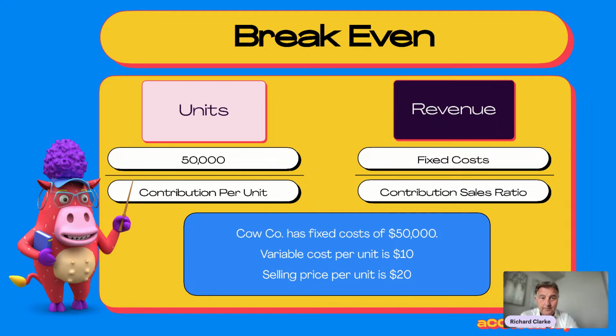So my fixed cost would be 50,000. My contribution per unit, well, I sell it for 20. My variable cost is 10. My contribution per unit is 10 then. So my break even in units is 5,000 units.